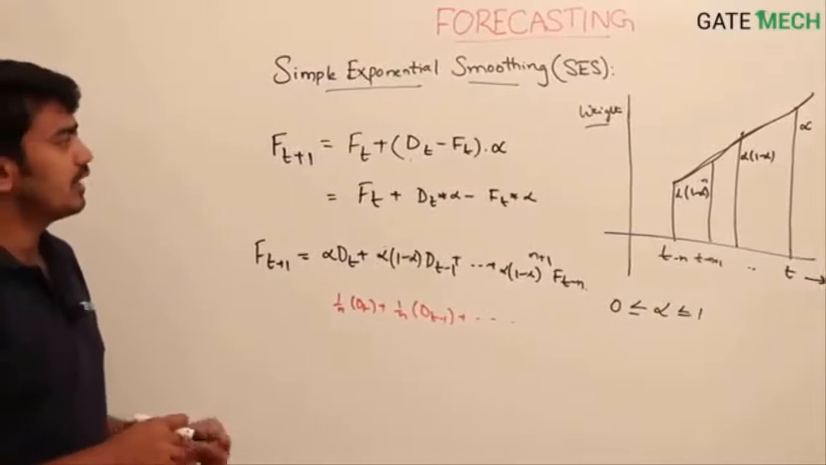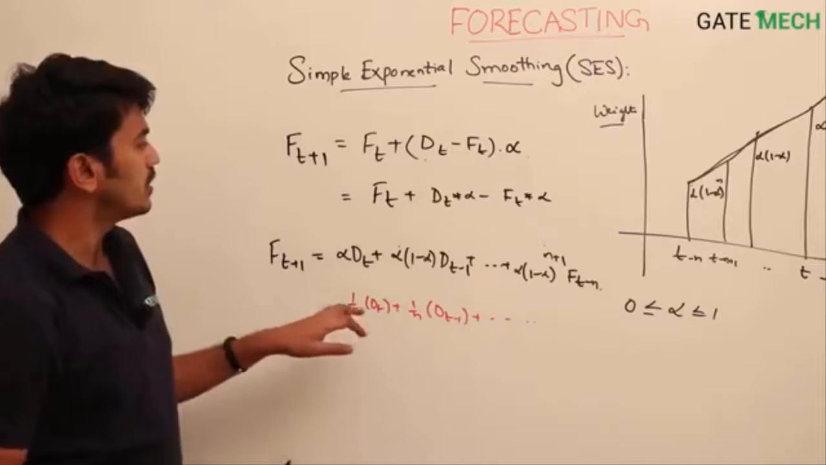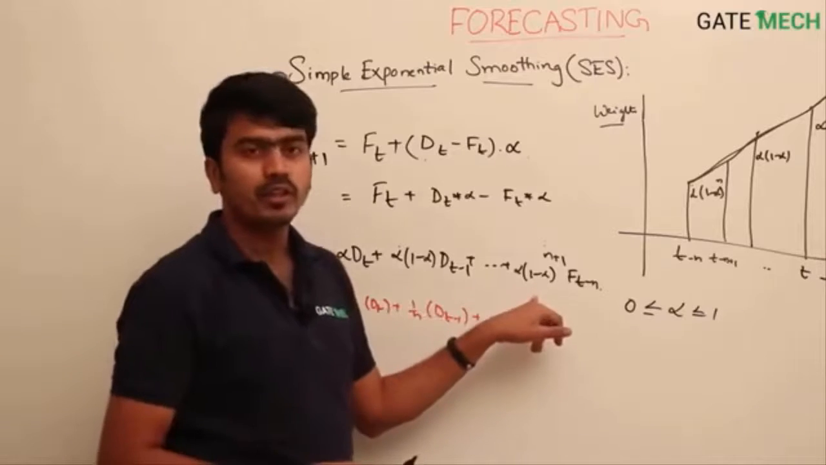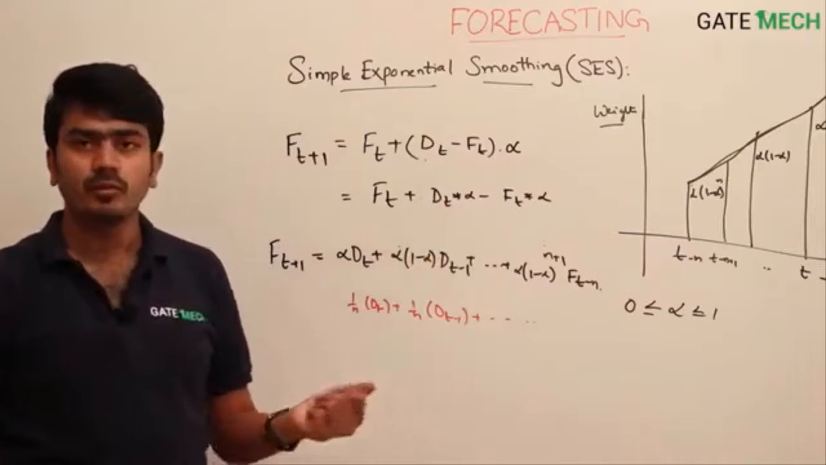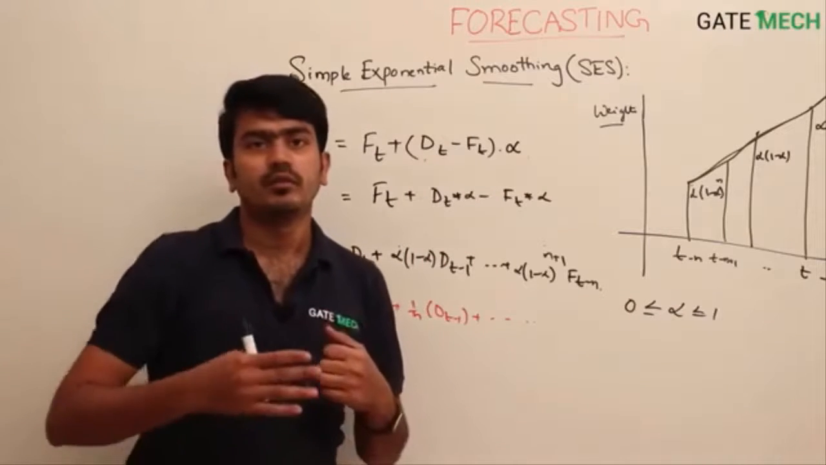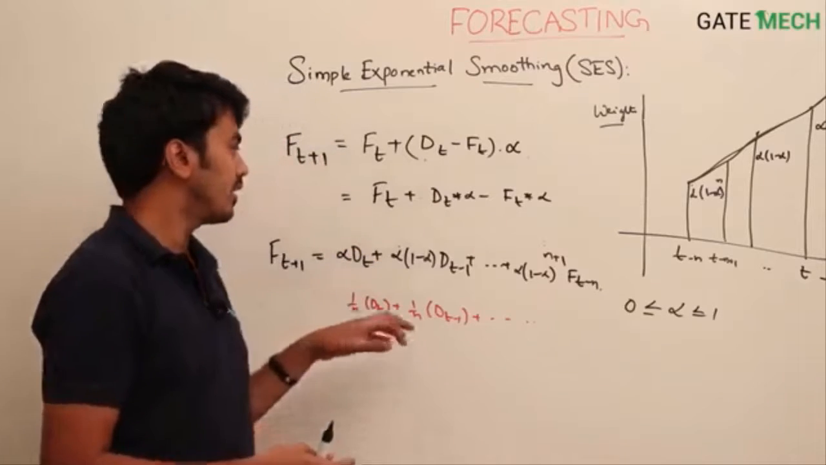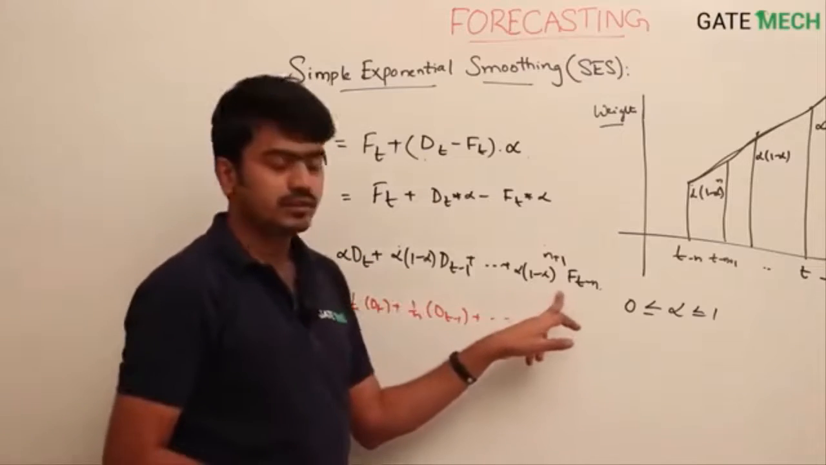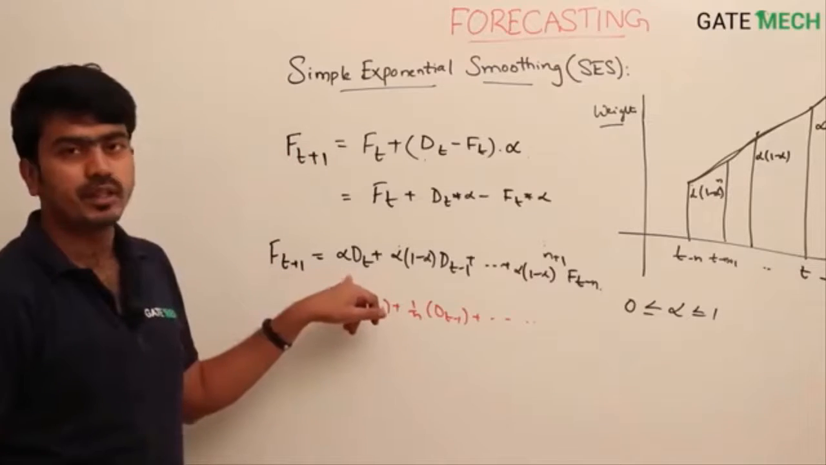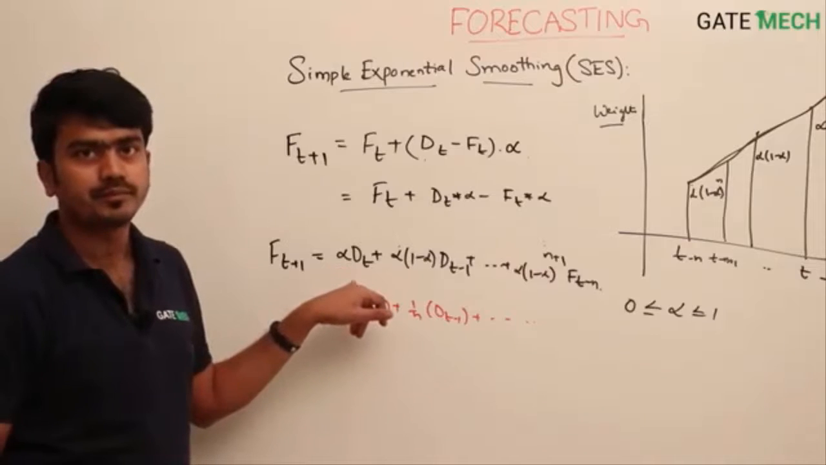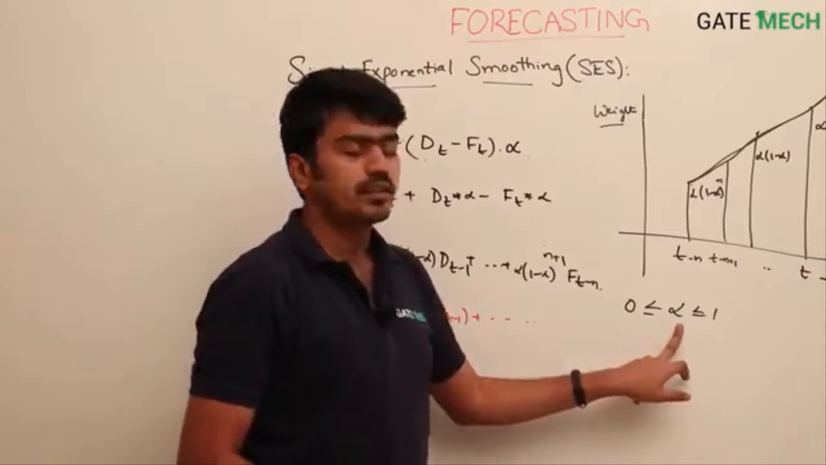The first thing is that it gives different weightages for different points, and it also considers all the demand points, all the past observations, whereas in simple moving average we consider only some of the observations. Here we consider all the demand points with different weightages, the highest weightage being given to the recent demand. And the smoothing constant is data dependent.